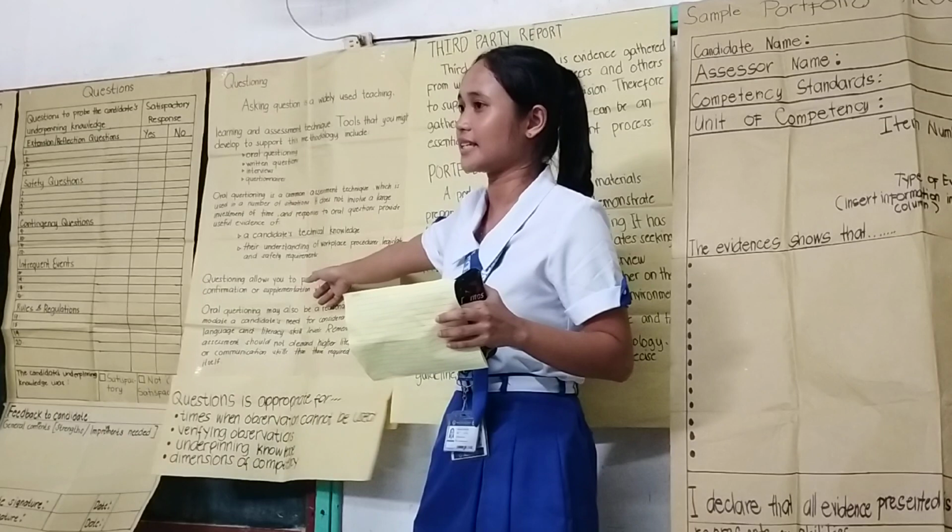Okay, so good afternoon everyone. So we already know what are the evidence gathering tools. Okay, so there are 7 evidence gathering tools. So in this part, we focus only on the observation checklist. So we already know what the observation checklist and also the observation is not appropriate for. And also in this discussion, we talk about the sample observation like this.